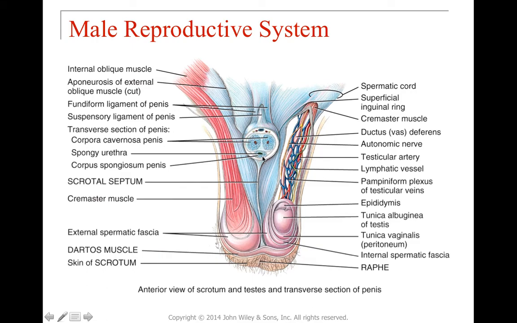And then the spongy urethra, which is going to be surrounded by, so the urethra is the canal by which we're going to have urine or ejaculation exit. It's going to be surrounded by the corpus spongiosum penis.